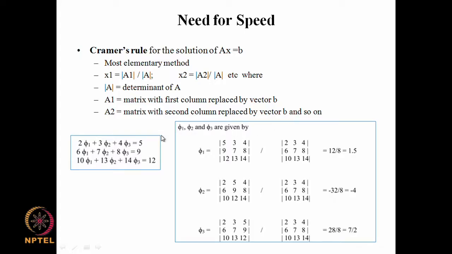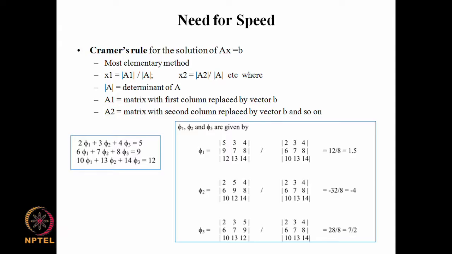So let us just take a simple 3 by 3 example where you have 3 unknowns phi 1, phi 2, phi 3, and these are such that the 3 equations which give this are 2 phi 1 plus 3 phi 2 plus 4 phi 3 equal to 5, 6 phi 1 plus 7 phi 2 plus 8 phi 3 equal to 9, and 10 phi 1 plus 13 phi 2 plus 14 phi 3 equal to 12. You can see it's a made up kind of thing.